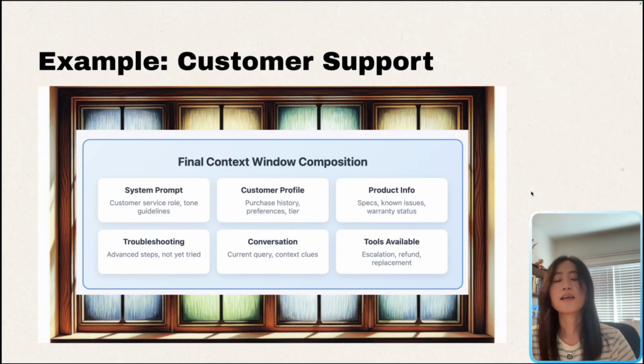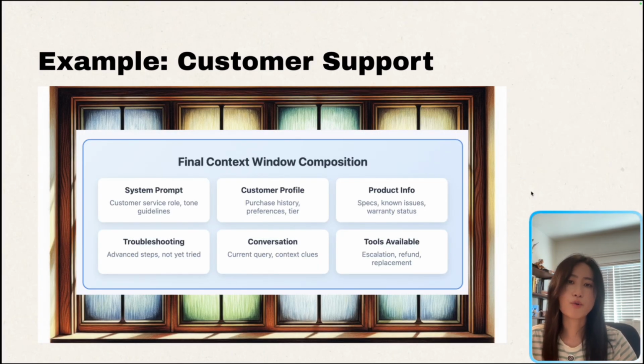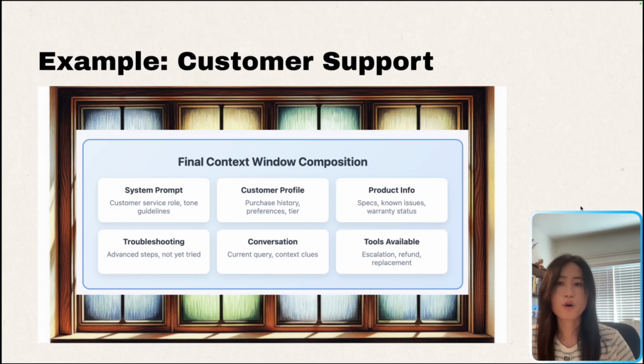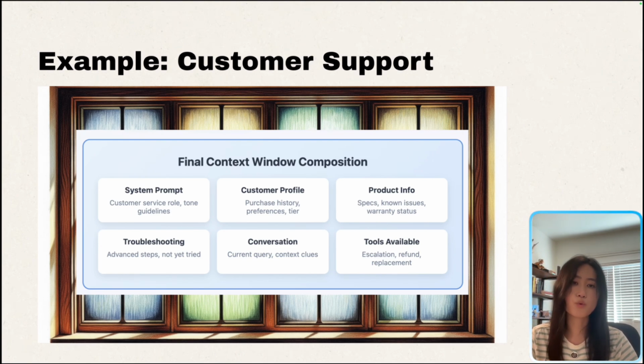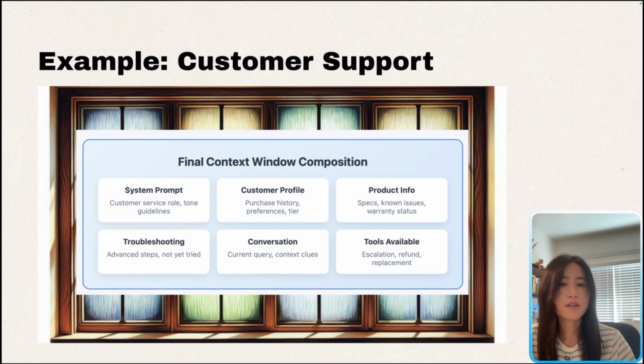So you can see those are the final context window composition for such an application. You will have the system prompt, and you will have customer purchase history, product information, troubleshooting documents, conversation chat history, as well as the tools. For example, escalation, how you are going to refund, and perhaps replacement.